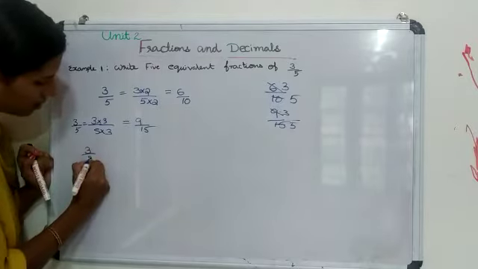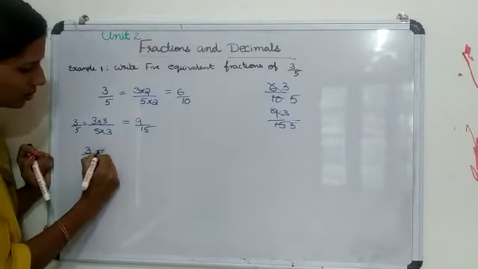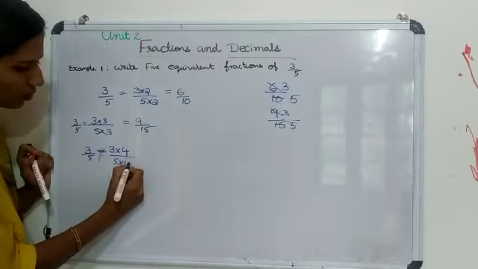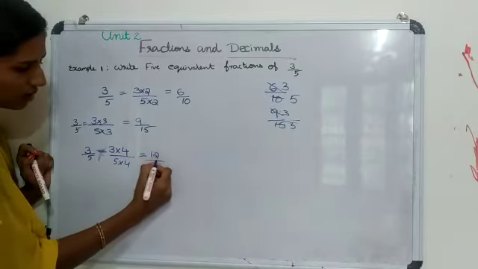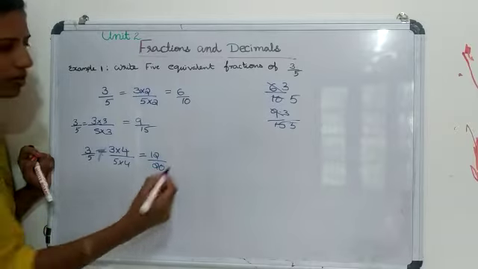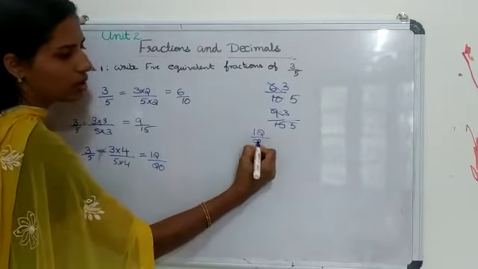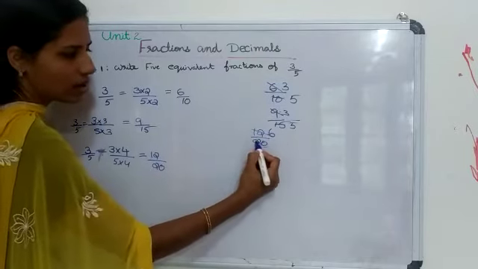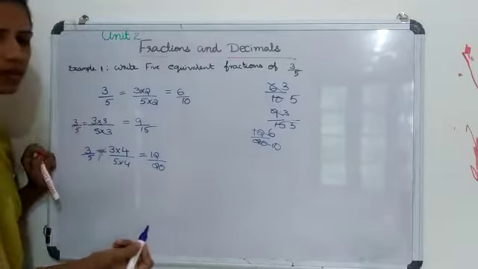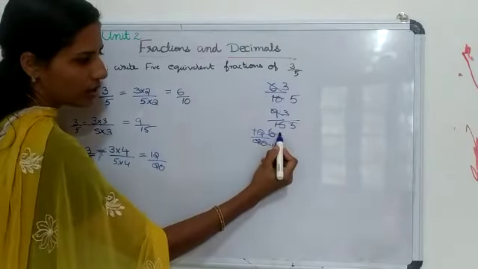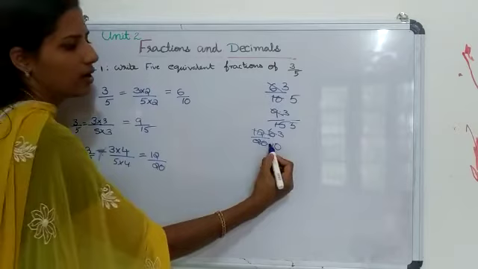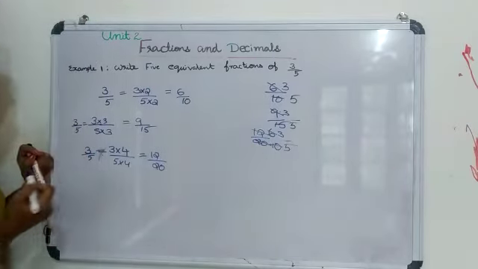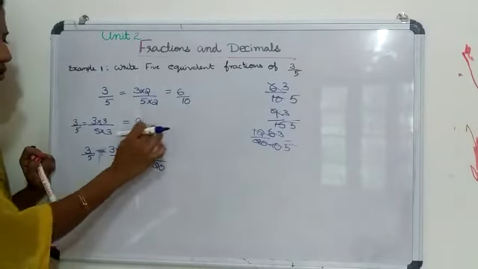Next, 3 by 5 is equal to 3 into 4 divided by 5 into 4, that is 12 by 20. How can we check 12 by 20? First divide it by 2. We get 6 2s are 12, 10 2s are 20. Then 3 2s are 6, 5 2s are 10. So again we got 3 by 5. So 1, 2, 3.